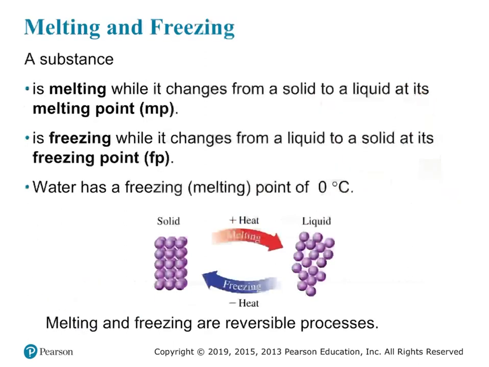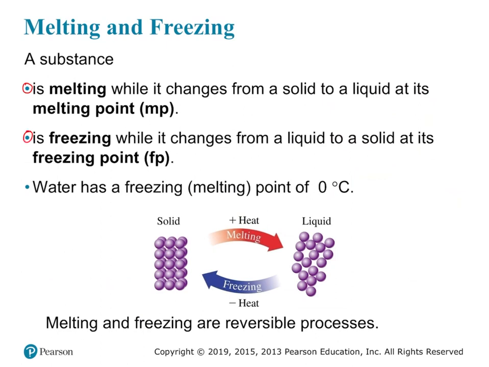All right. So let's talk about the change of state from solid to liquid. So a substance is melting when it changes from a solid to a liquid at its melting point. Now, the opposite process is freezing. So a substance is freezing while it changes from a liquid to a solid at its freezing point.